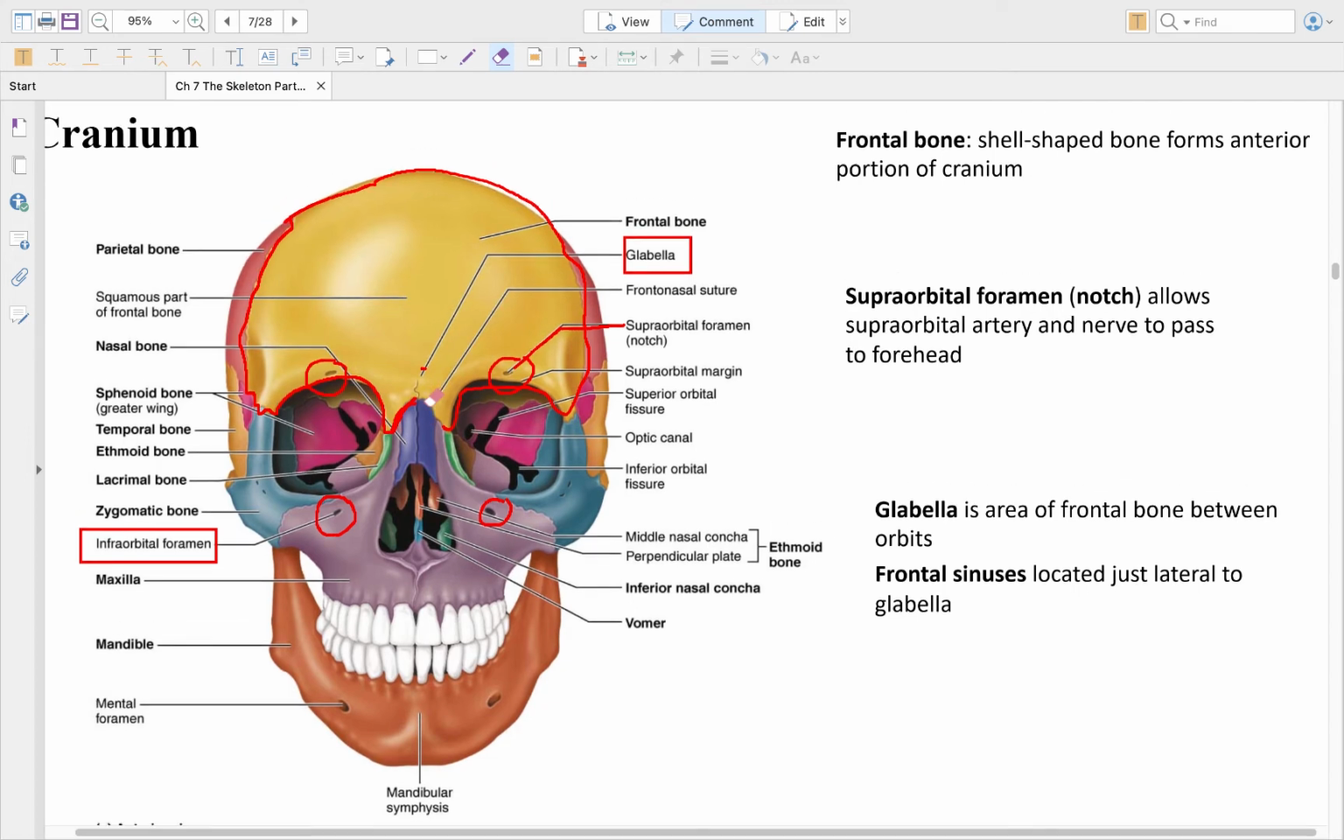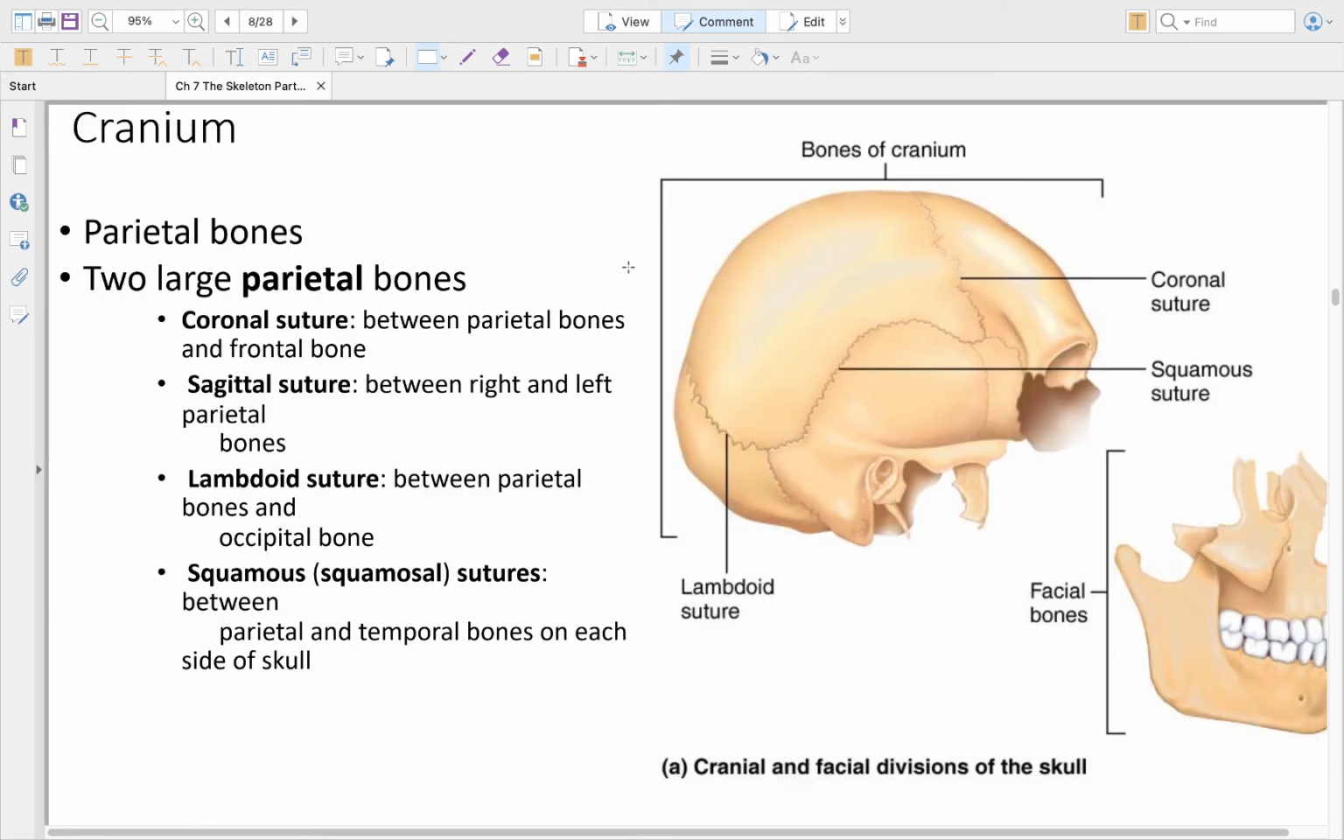Now we also have sinuses. I can't see them here, but we will be able to see them in other pictures. But we do have what's called the frontal sinuses, which are lateral to the glabella. So the glabella is in the middle. That means the sinuses are going to be on both sides. We just can't see them in this particular image. Okay, let's look at the parietal bone.